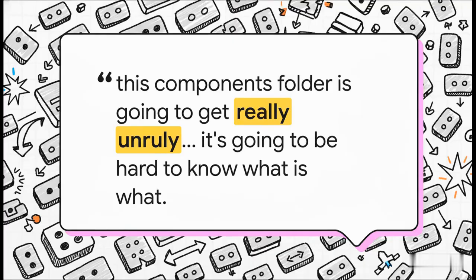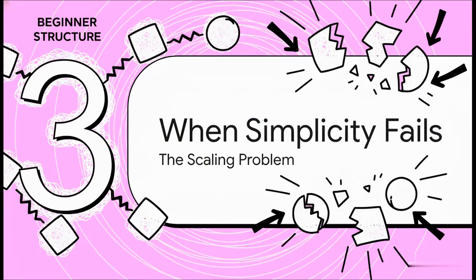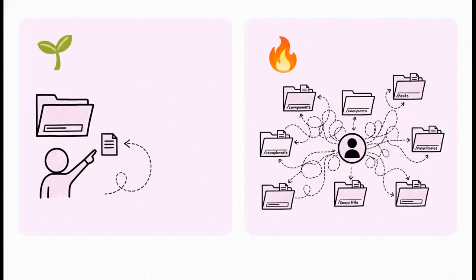But here's the catch. As your project grows, this neat little structure starts to crack. And hey, don't just take my word for it. Web Dev Simplified nails it here. That components folder becomes this massive, unruly beast where you can't tell a simple button from a complex piece of the user profile. And that brings us right to the heart of it, the scaling problem. The very thing that makes this structure so appealing at first, its simplicity, is exactly what causes it to fail when things get real.